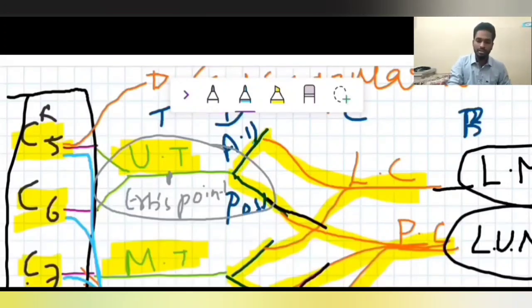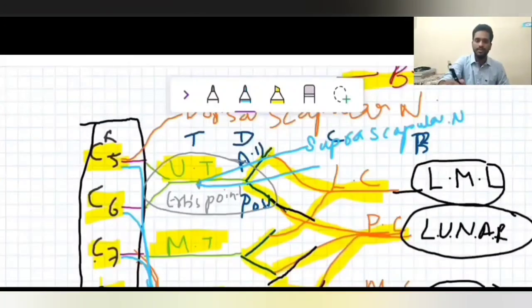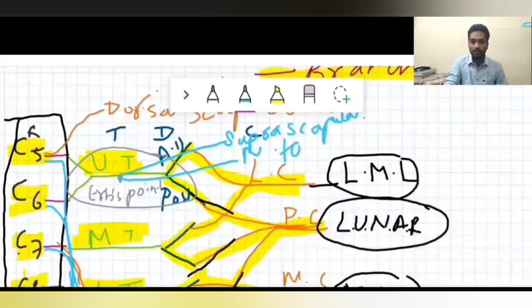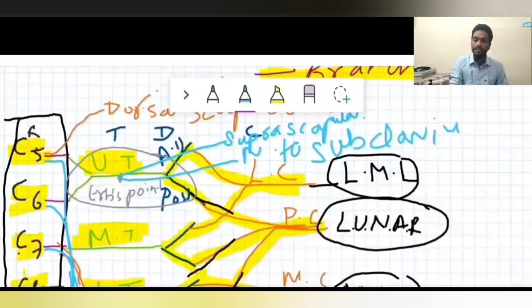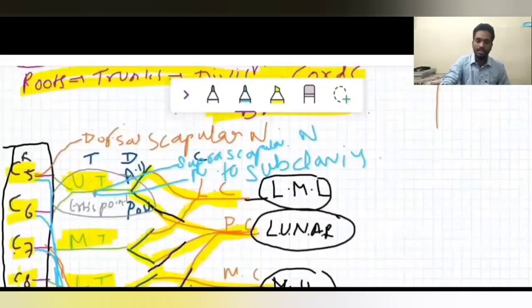Now from the upper trunk, two nerves originate. Luckily, no other trunk has any other branches. The only branches are from the upper trunk, and that is suprascapular nerve and another one, nerve to subclavius. Suprascapular nerve supplies supraspinatus and infraspinatus muscle. Do not get confused between suprascapular, dorsal scapular, and the ULNAR branches which have the subscapular. So suprascapular and nerve to subclavius are the branches from the upper trunk.